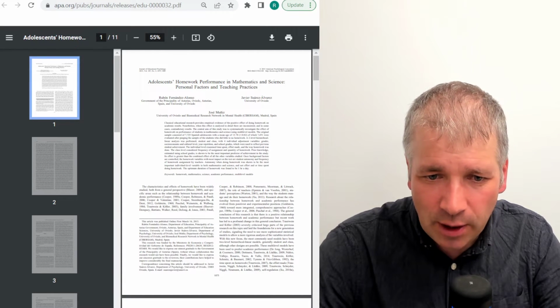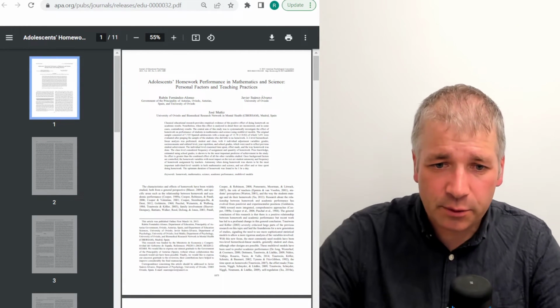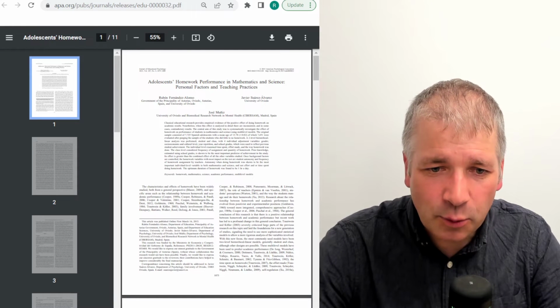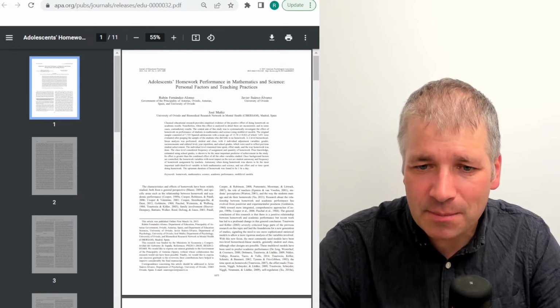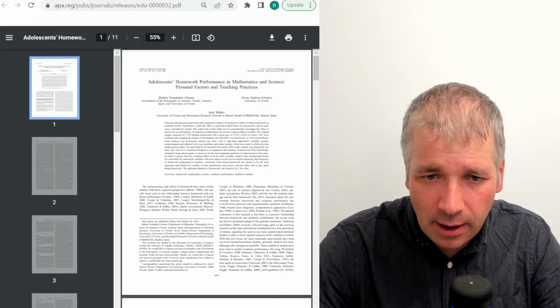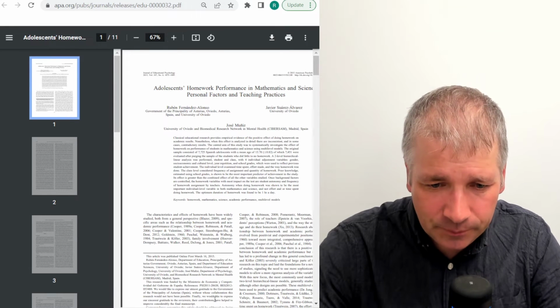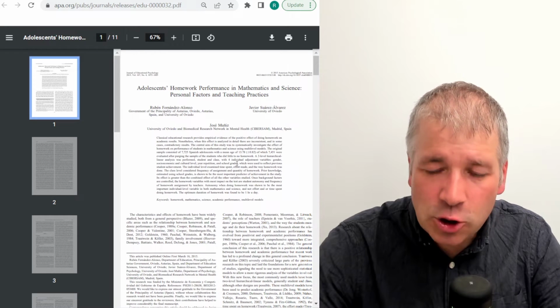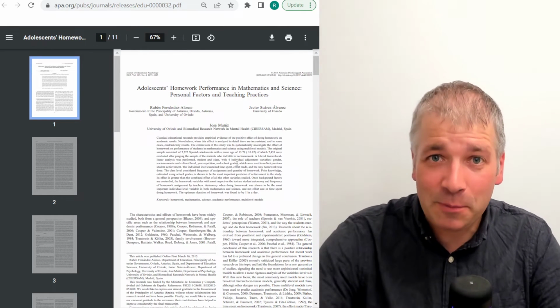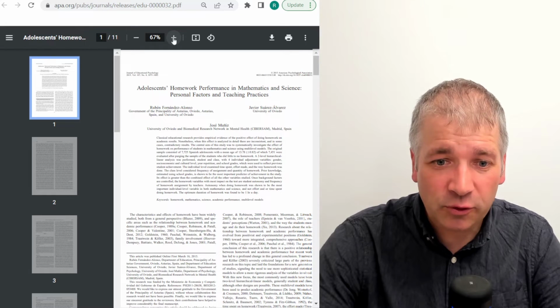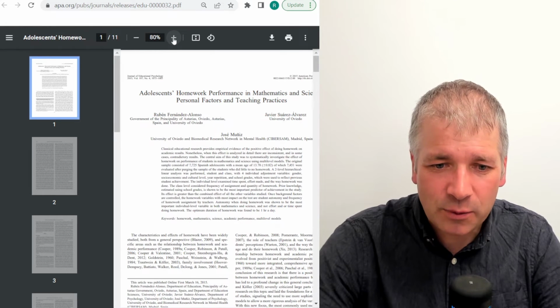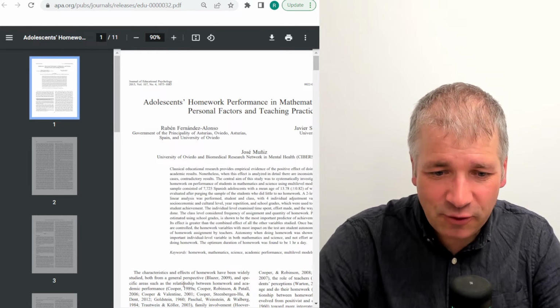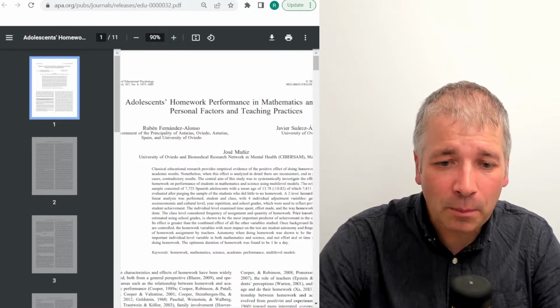Okay, and here we are. It's going to be difficult for you to read on the screen, but it talks about adolescents' homework performance in mathematics and science. Let me try and make this a little bit bigger. And often when you look at these research papers, it's important to remember that they always start with an abstract, and the abstract is like a summary of the whole paper.